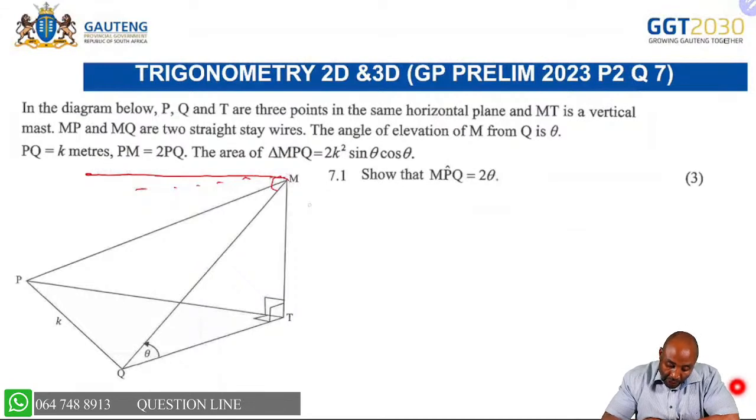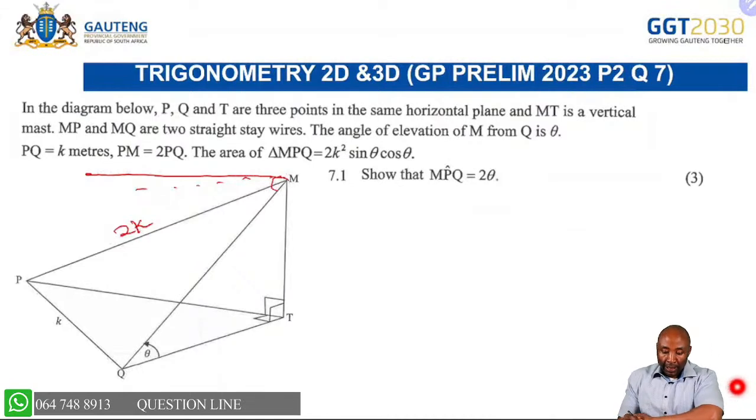The angle of elevation of M from Q is theta, PQ is K meters, PM is 2 times PQ, but we are saying PQ is equal to K, so you can straight away write down the information there. PM is going to be 2K, so that you are able to see what you are working with. The area of the triangle MPQ is given by 2K squared sine theta cos theta. Now, show that angle MPQ is equal to 2 theta.